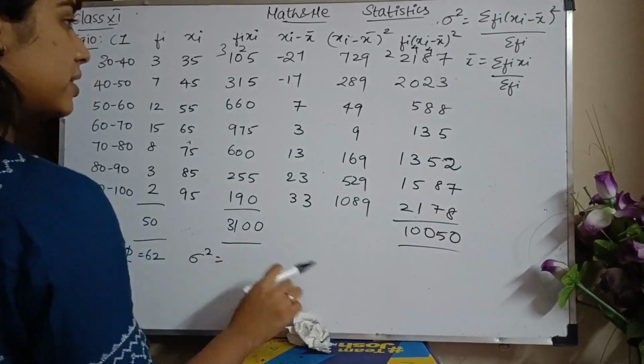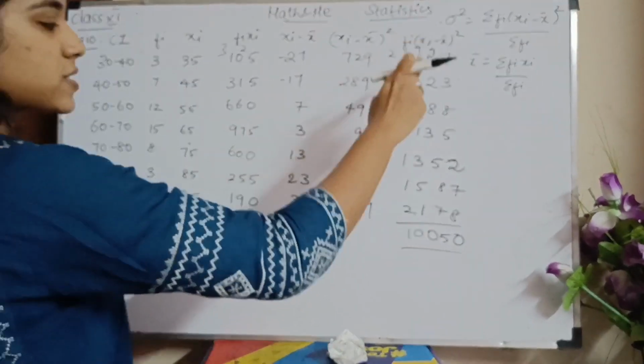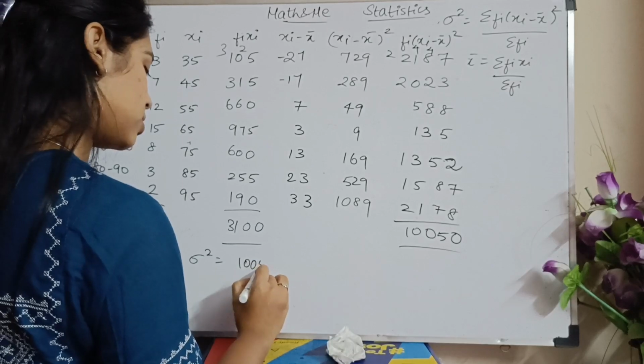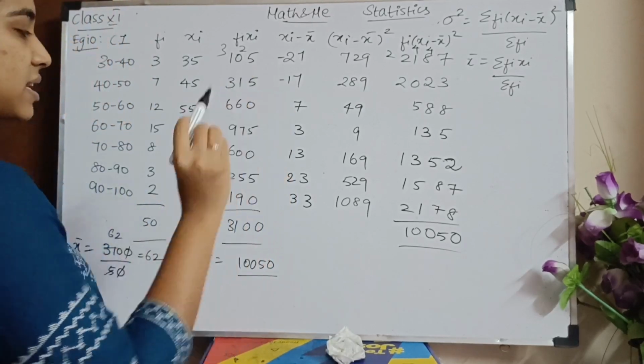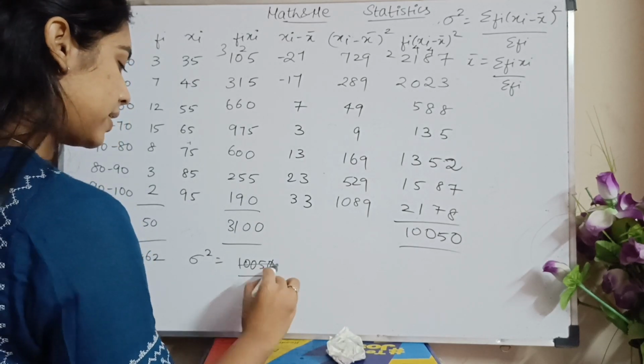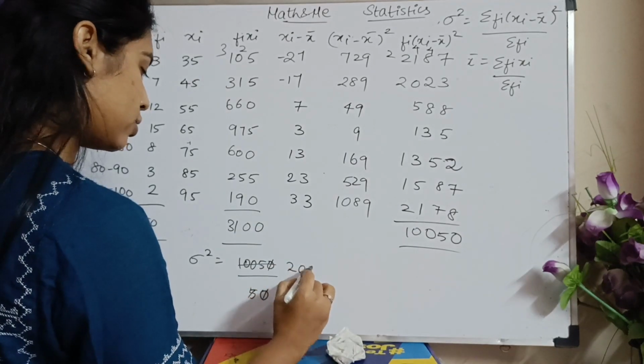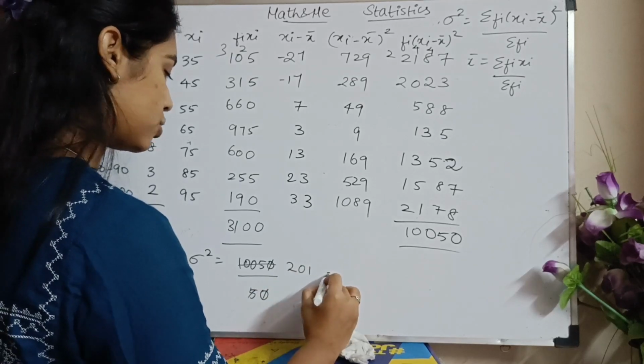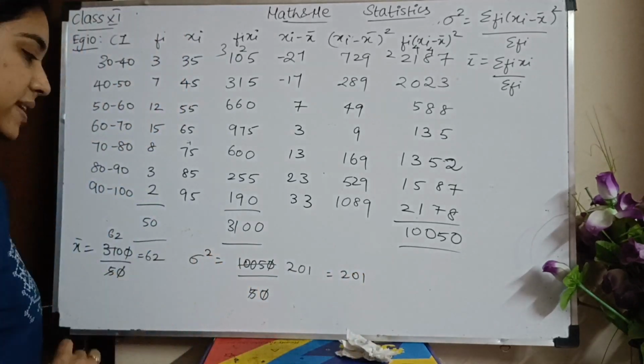So my sigma square is sigma fi times xi minus x bar the whole square, which is this, 10050, divided by sigma fi. What is my sigma fi? 50. It's very, very easy to calculate. 5 2s are 10, 0, 5 1s are 5. So 201 is my sigma square.